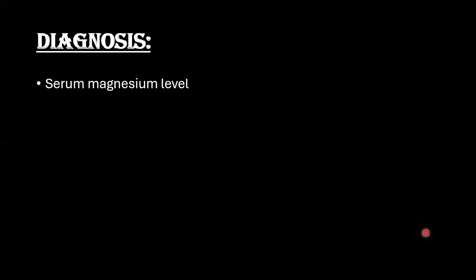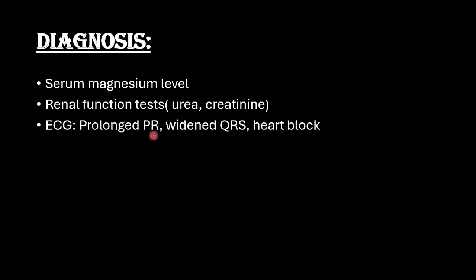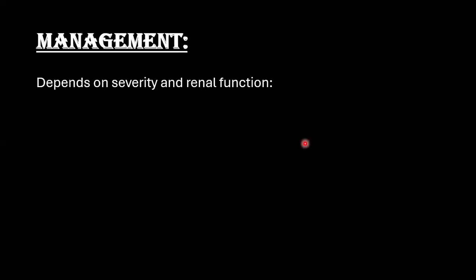So, how to diagnose? We obviously have to measure the serum magnesium level. Then we have to look at renal function tests in the form of urea and creatinine. Then we can look for ECG changes like prolonged PR interval, widened QRS, and heart block. Management depends upon the severity and renal function.